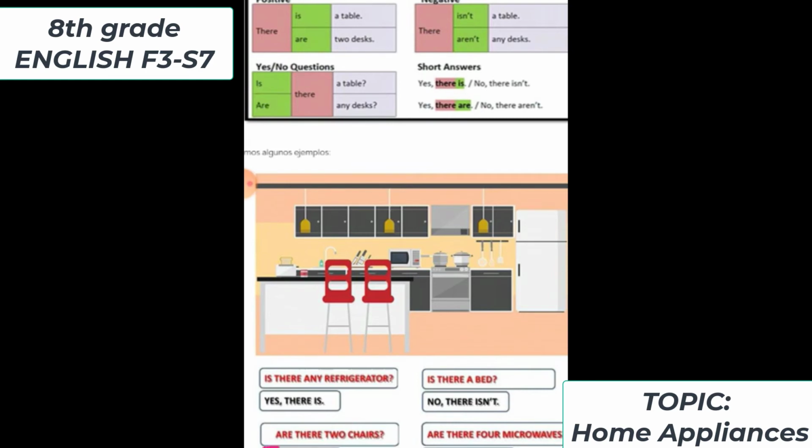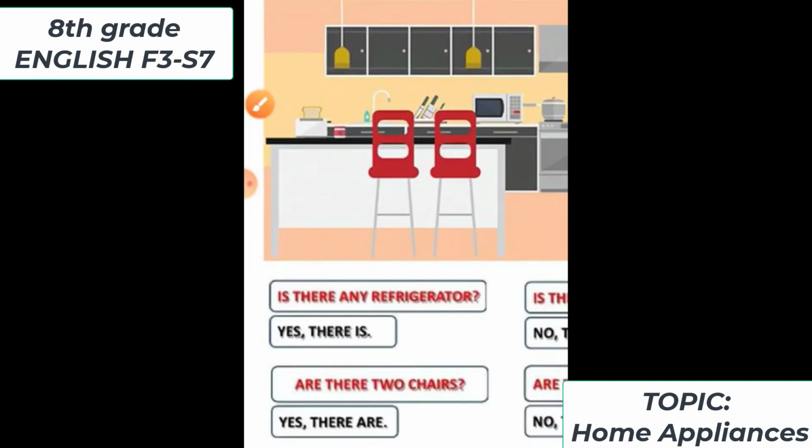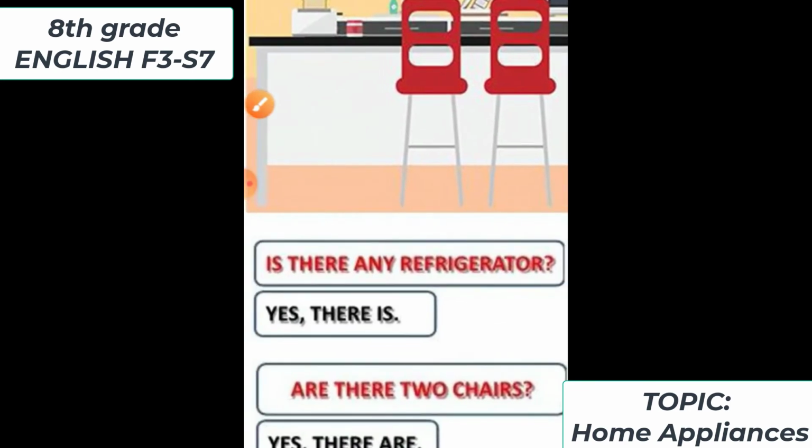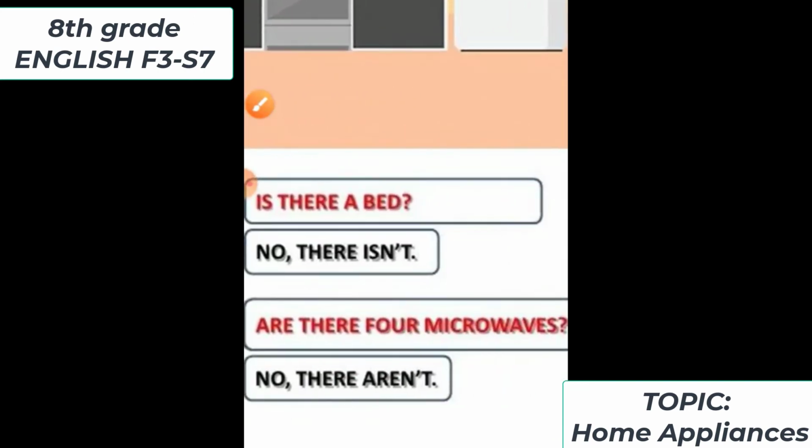Another example. Are there 2 chairs? Answer, respuesta, yes, there are. Attention here. Si nos están preguntando, are there, recuerda que la pregunta es en plural, ¿ok? Entonces la respuesta también tiene que ser en plural. Mire, si nos están preguntando en singular, is there, acuérdese que la respuesta también tiene que ser en singular. Yes, there is. Okay?